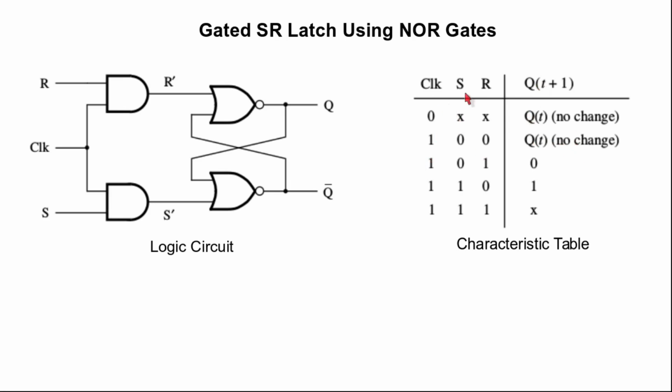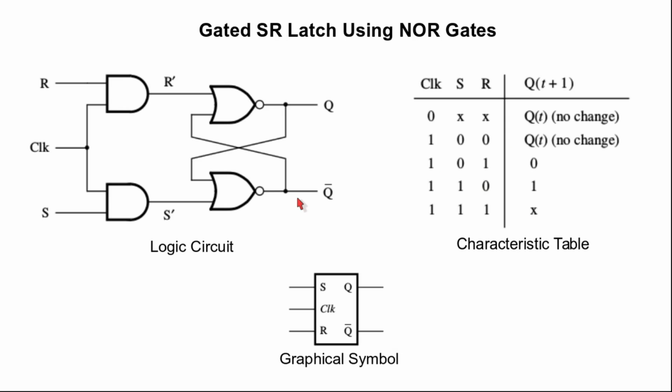When clock input is 1, S input is 0 and R input is 1, we will go to the reset state. So our next state, which is Q(t+1), will be equal to 0. And if clock input is 1, S input is 1 and R input is 0, our next state will be equal to 1. So the latch will go to the set state. And if clock input is 1, S input is 1, R input is 1, that would be invalid input. So this is the characteristic table for the gated SR latch using NOR gates. And here is the symbol for the gated SR latch using NOR gate.